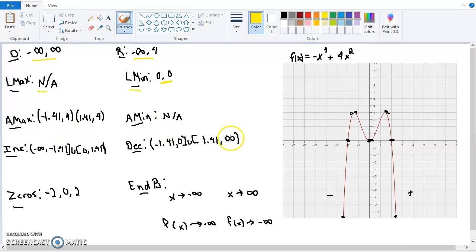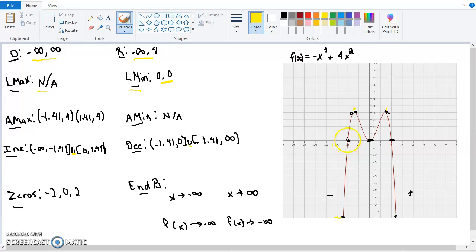Absolute max is your highest points. These are your highest points. You don't have an absolute min since you don't have a lowest point. Your increasing is from bottom to top on both. You can't just do one side. That's why it continues. And your decreasing is from top to bottom. Same thing, you can't just do one side since there's both.